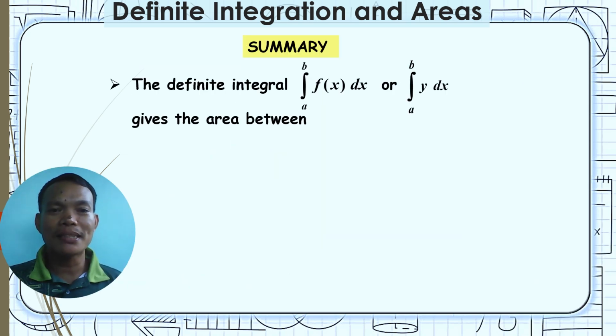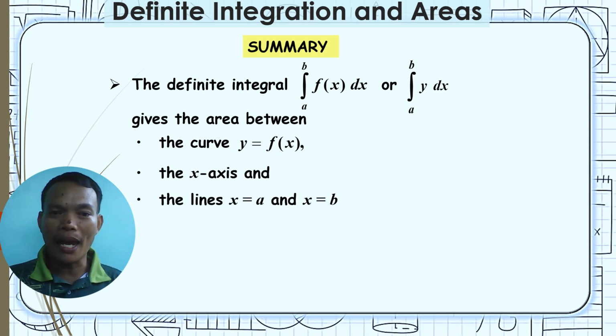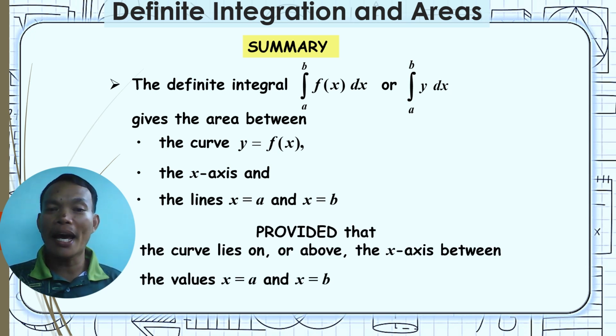So to summarize, the definite integral of f of x dx with limits of integration from a to b can also be written as the integral of y dx with limits from a to b. It gives the area between the curve y equals f of x, the x-axis, and the lines x equals a and x equals b, provided that the curve lies on or above the x-axis between x equals a and x equals b.